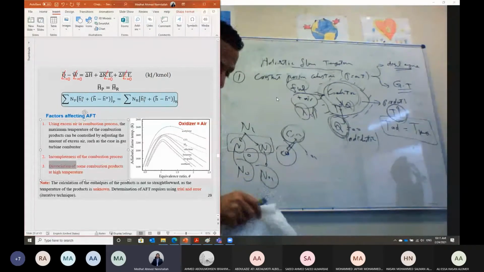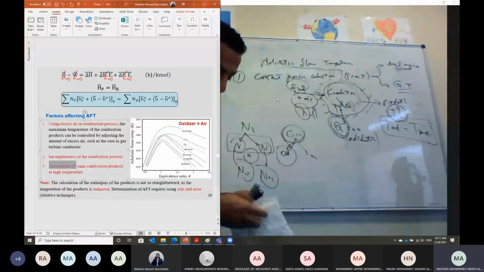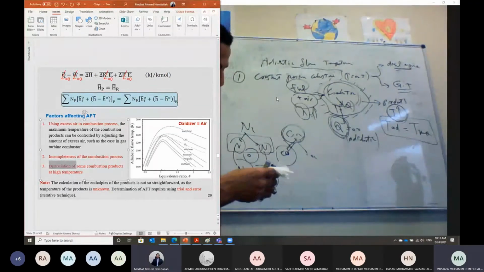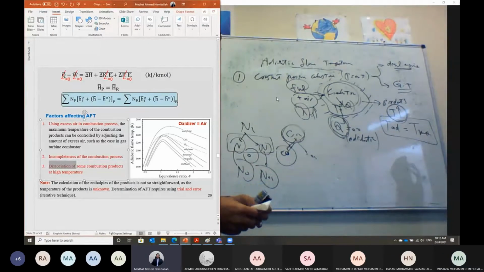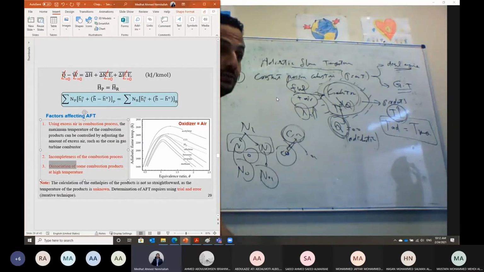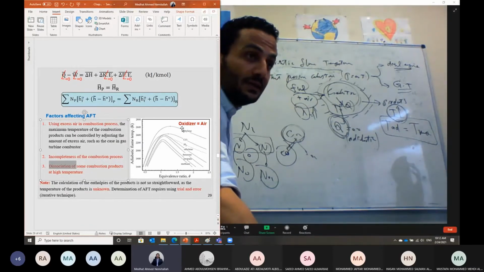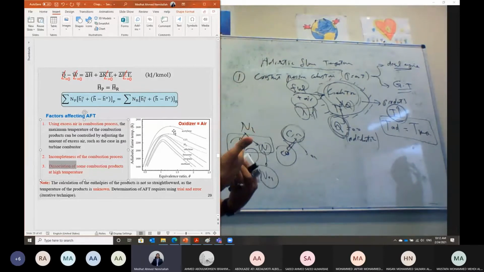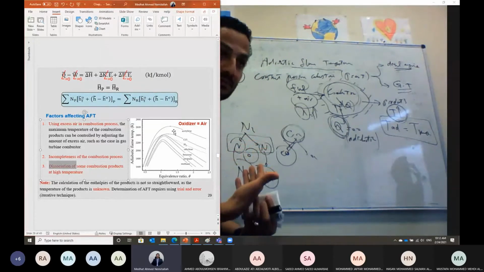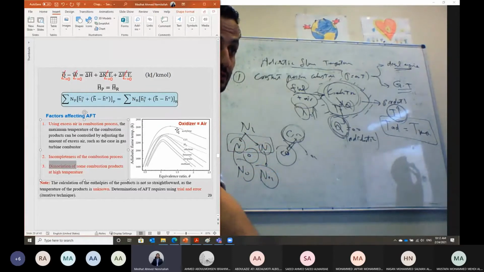Yes. What about if we use pure oxygen instead of air? Yes, pure oxygen in this case will highly increase the adiabatic flame temperature. And as I told you here, if you can see, acetylene is used in the welding process in order to melt the material so that it can be welded. So we need high temperature. Acetylene can result in higher adiabatic flame temperature.